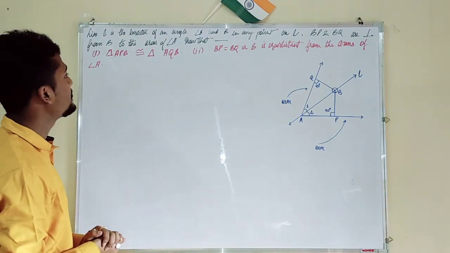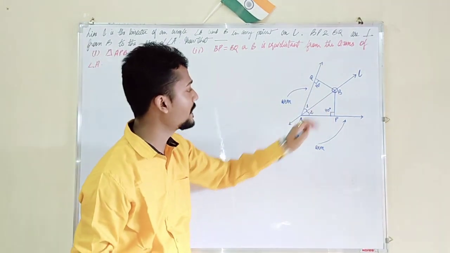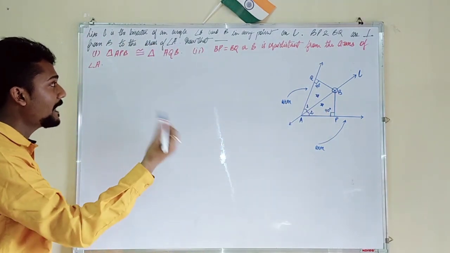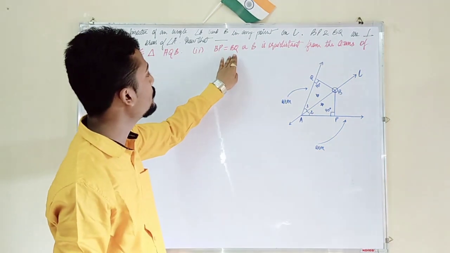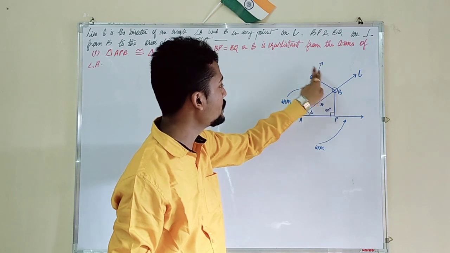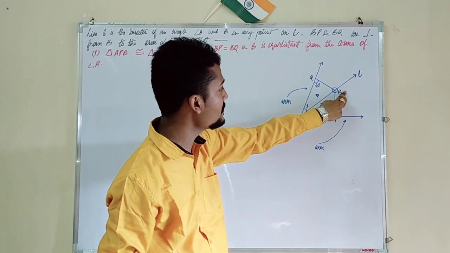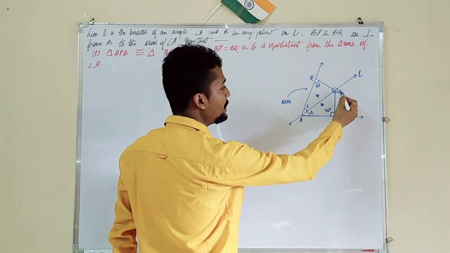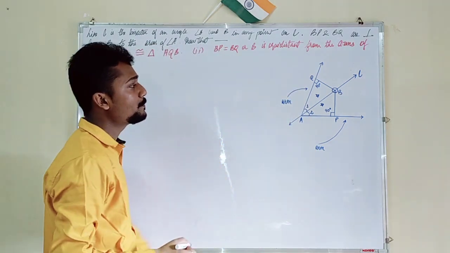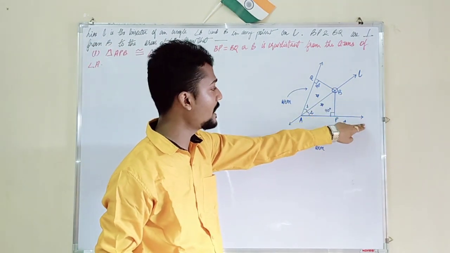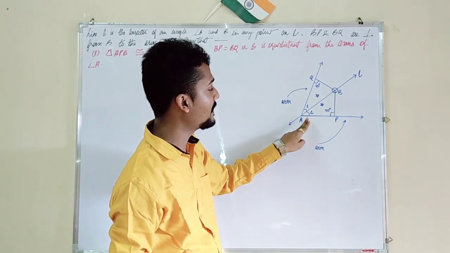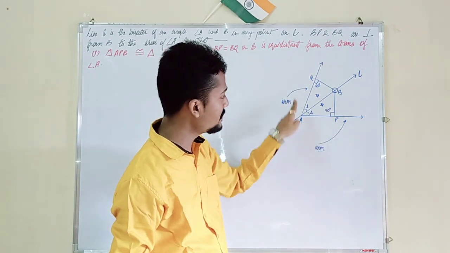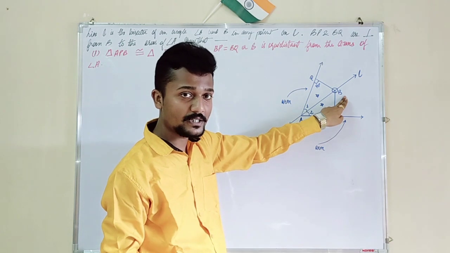Now, what we need to show is that this particular triangle and this particular triangle both are congruent. And next we have to show that BP and BQ are equal, or we can say that B is a point which is equidistant from the arms of angle A. That means this particular arm and this particular arm, B is a point which is equidistant from both the arms.